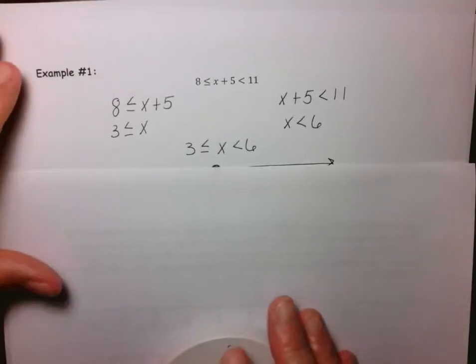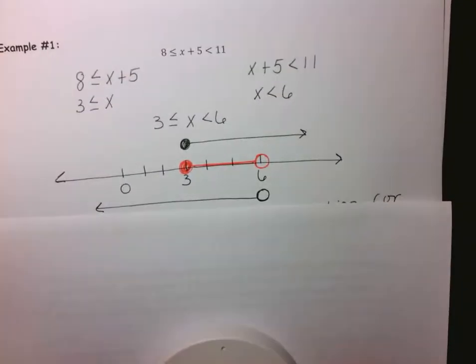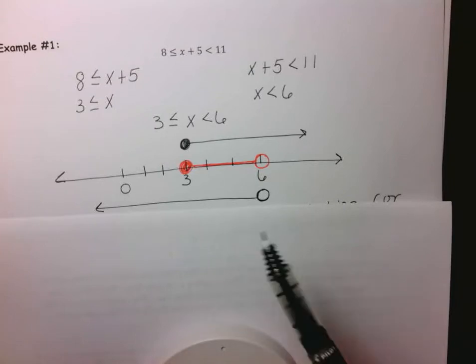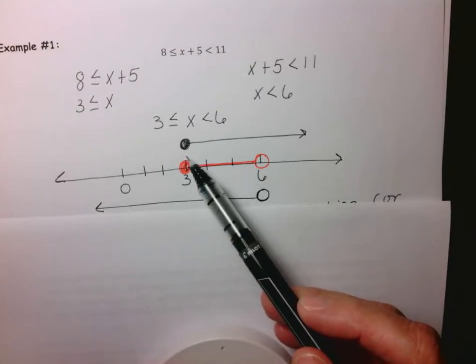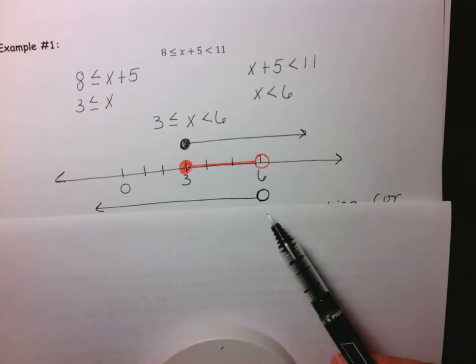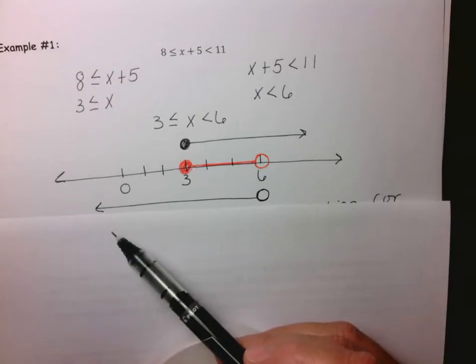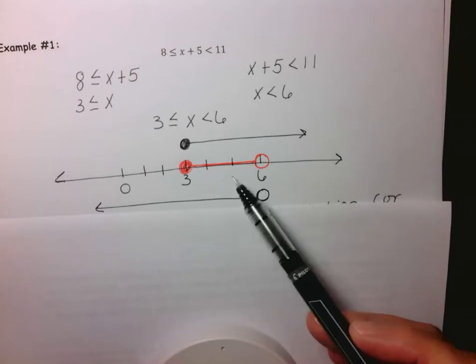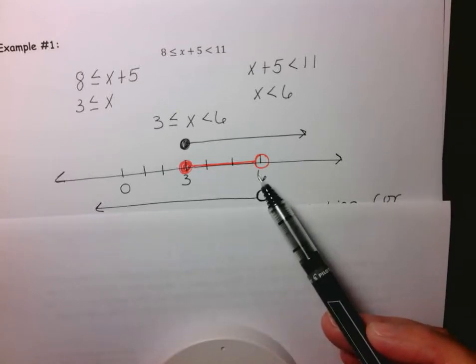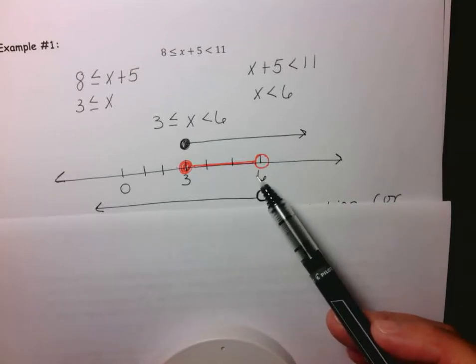So I graphed both, just so you can understand what's happening here. Right here, I have one set of numbers, all real numbers that are greater than or equal to 3. And then I have another set of numbers, all real numbers that are less than 6. So then what is the solution? The solution is the intersection. It's the numbers that they have in common. It's the overlap. My solution is going to be all real numbers that are greater than or equal to 3 and that are less than 6.